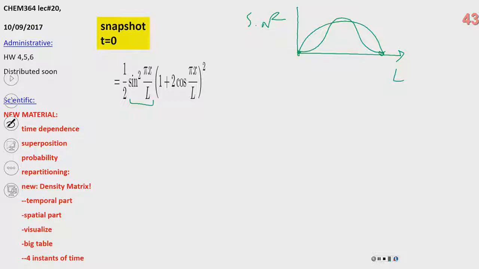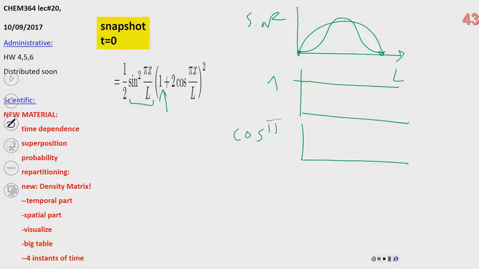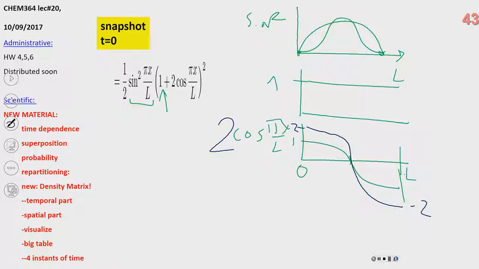Now, 1. It's trivial. Cosine of pi x over L. So cosine starts at 1, and when we go over half period, then it turns to -1, right? Now, if we do 2 cosine, then it changes from 2 to -2, right? And now we want to add 1. Adding 1 means shifting the whole function on the y-axis, or moving the system of coordinates down, right?